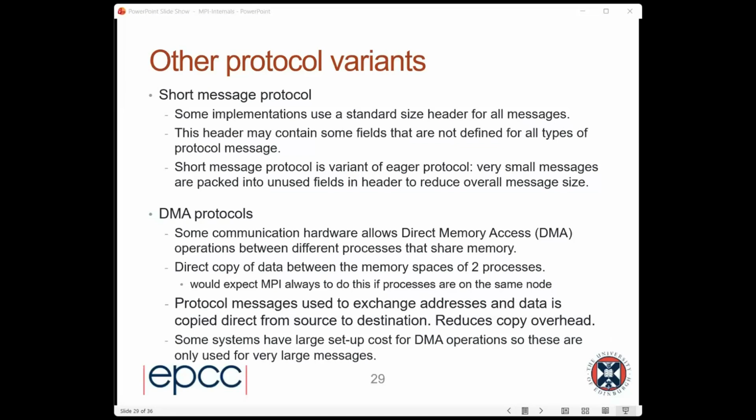Direct memory access protocols: some message passing networks actually allow for data to be transferred directly from the sender's memory to the receiver's memory with no copying whatsoever. That makes a lot of sense. So for very, very large messages, there may be a third protocol where MPI does a direct memory access. It does a lot of setup and does a direct copy. But yeah, it's hard to see that often.